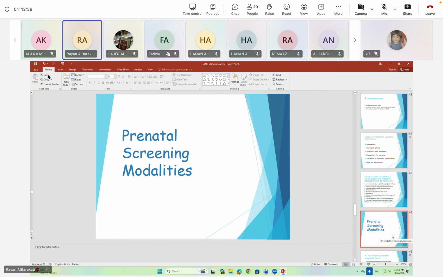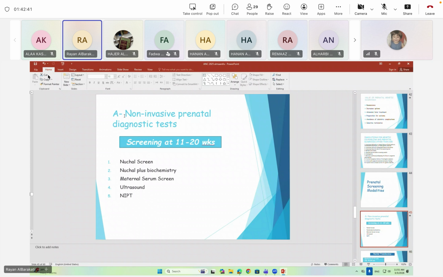Okay, how will we be doing prenatal screening? We have non-invasive and invasive models, and by this screening at 11 to 20 weeks, we do something called the nuchal screen or nuchal translucency screen, and we have the nuchal translucency screen with biochemistry. We do a blood test, the maternal serum blood test, or we do just the maternal serum screen, or we do ultrasound, or we do the NIPT, the non-invasive prenatal testing.